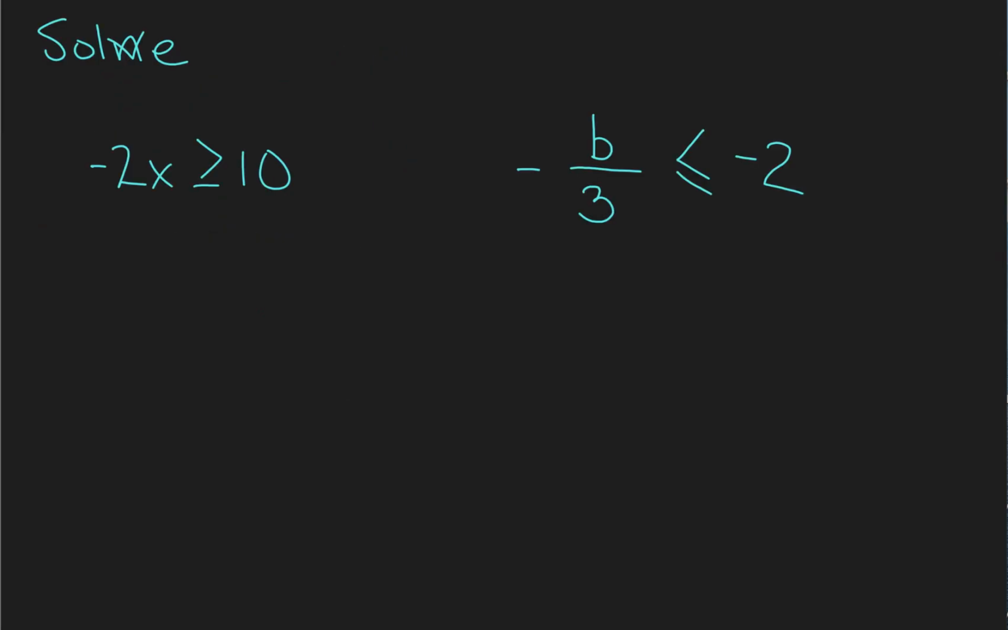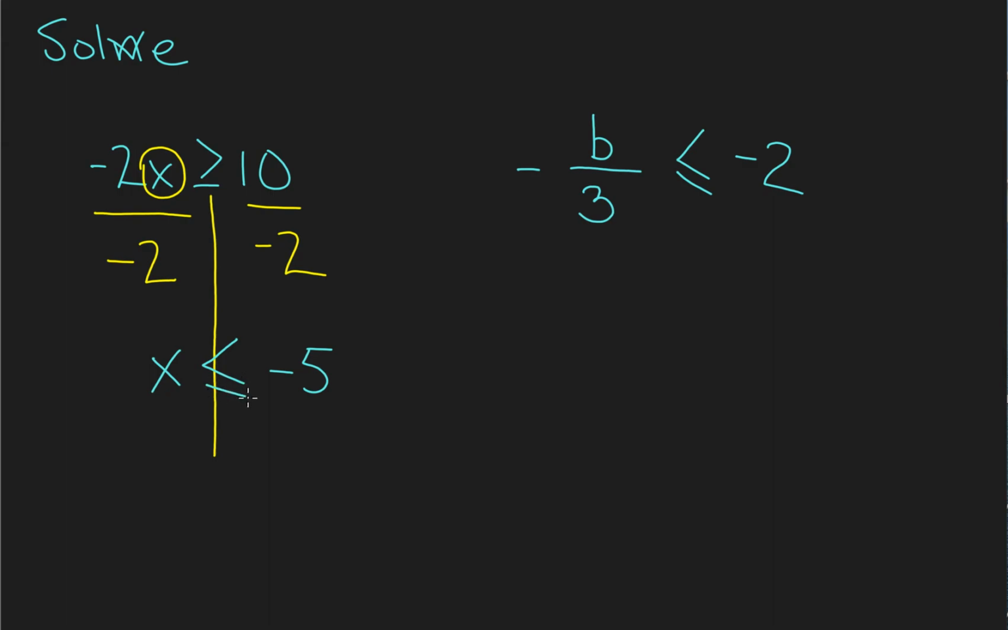We'll go to another example here. Solving negative 2x is greater than or equal to 10. I break my inequality in two parts. Remember, my goal is to isolate the x. So I'm going to divide by a negative 2. This leaves me with my x, and 10 divided by negative 2 is negative 5. I'm dividing by a negative, so I need to flip the inequality sign.